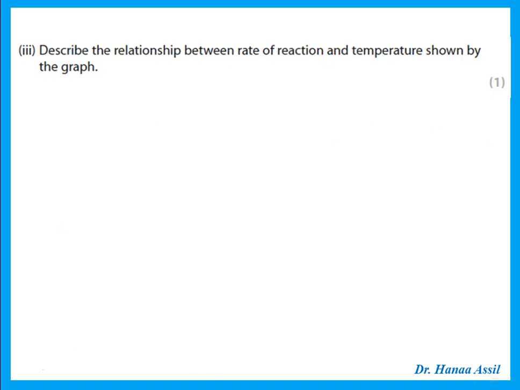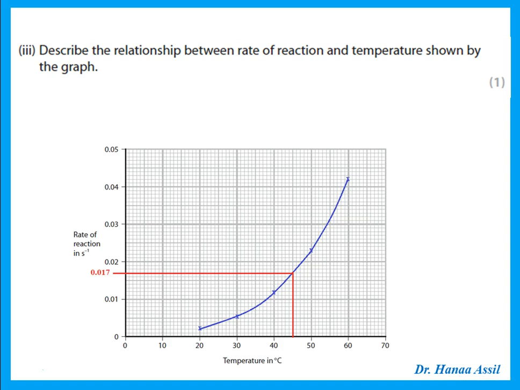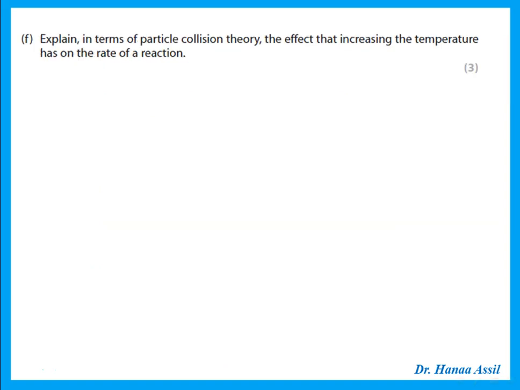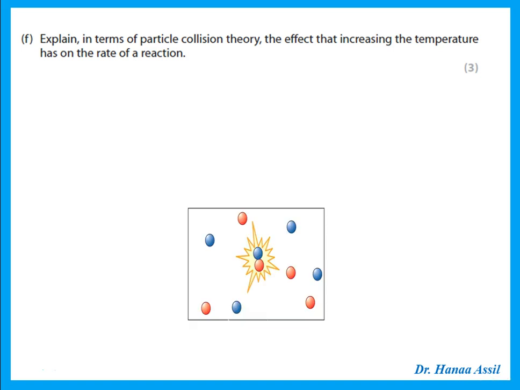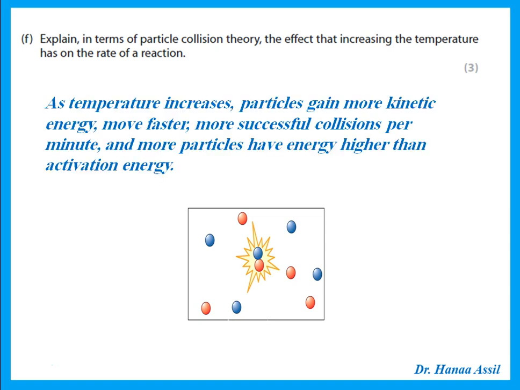Describe the relationship between rate and temperature. Can you see the relationship between rate and temperature? Well, as the temperature increases, what happens? As the temperature increases, the rate increases. Explain in terms of particle collision theory the effect that increasing the temperature has on the rate. Why is it that when we increase the temperature, the rate increases? You should be able to explain this with respect to collision. Please make sure you mention collision somewhere.